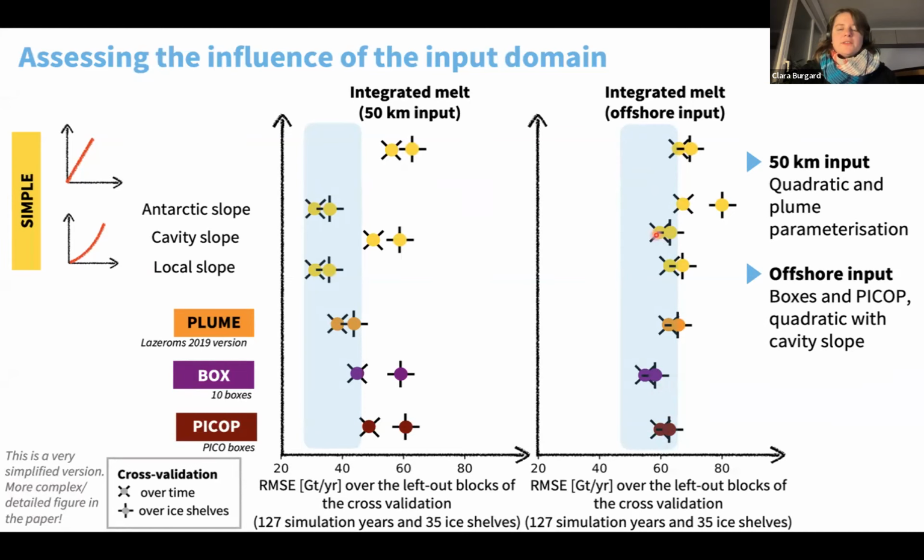But then for ice sheet modelers, it's not only the integrated melt that's important, but the spatial patterns. And I forgot, sorry. So as I said, the RMSE is lowest for 50 kilometer input.